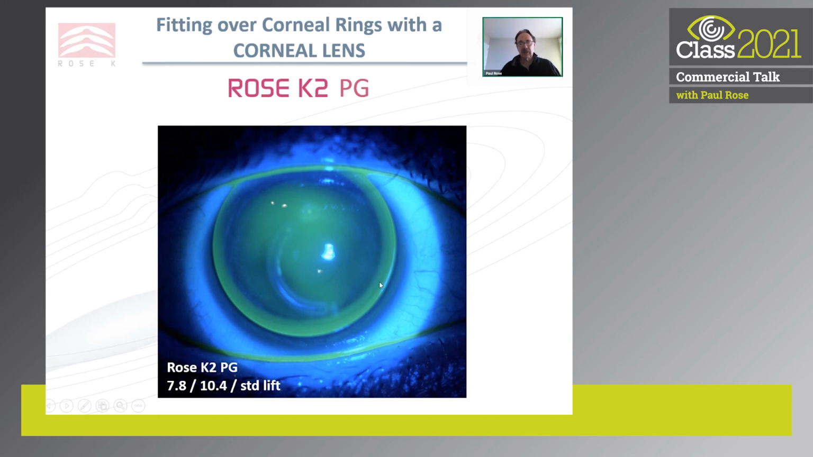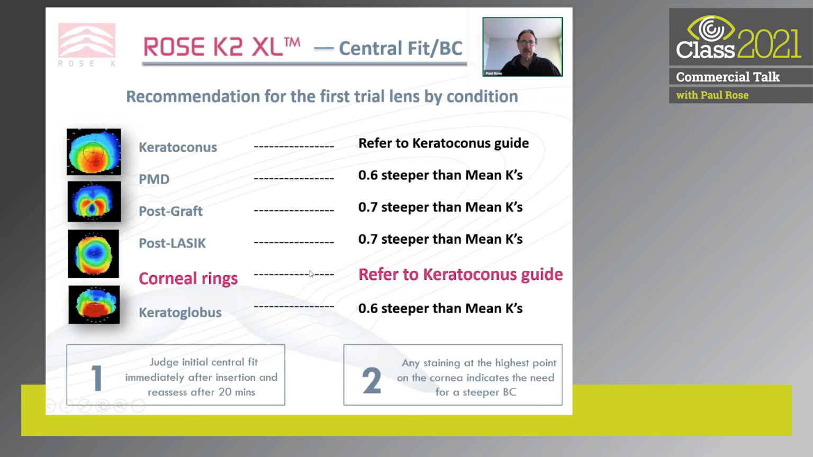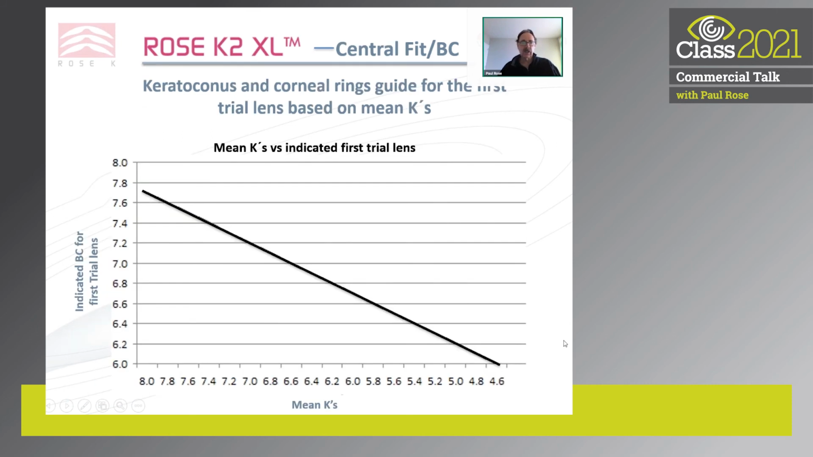We have a lovely edge lift here. Is that flat? Pretty hard to judge, but it looks like there is fluorescence here. You don't want to see bearing over that area, otherwise you'll get staining. But overall, that's an excellent fit over that single ring. So with rings, again, there is a specific guide, the same as the Keratoconus guide. So if your mean K of your cornea was 6.6, your first indicated lens from the guide for XL would be a 7.0 base curve. And this guide also applies for keratoconus.